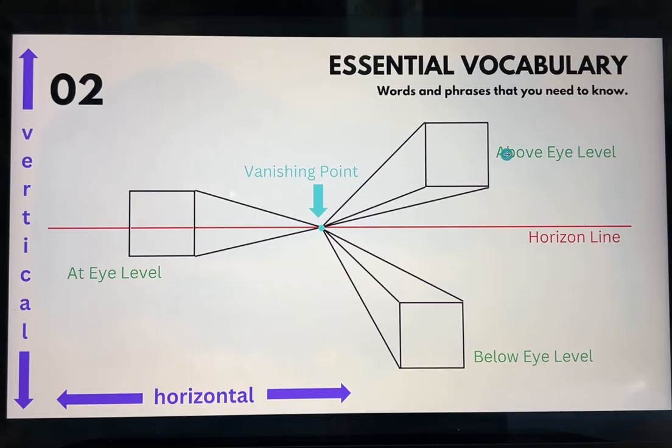This box is above your eye level, this box is at eye level, and this box is below eye level. If something is above your eye level, you can only see the bottom, the front, and the side. If something is at your eye level, you can see the front and the side. You can't see the top or the bottom. And if something is below your eye level, you can see the top, side, and the front.